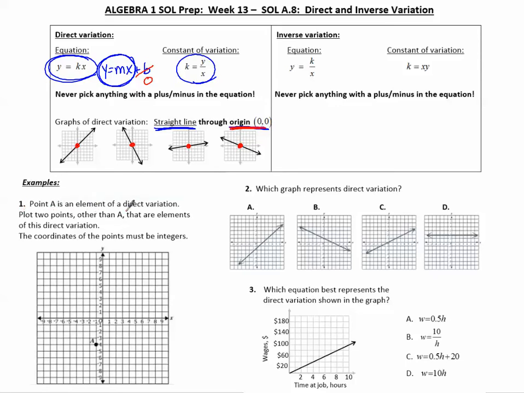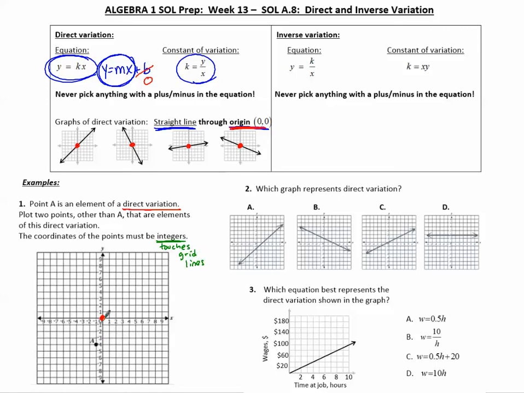Point A is an element of direct variation. So if it's direct variation and we have a graph, we know the graph has to go through the origin. So I'm going to plot the origin as a point in this graph. It says plot 2 points other than A that are elements of this direct variation. Well, of course, the origin has to be one of them. The coordinates of the points must be integers. When it says integers, that just means it has to cross on one of these grid lines. So we'll make sure to say that it touches the grid lines to help us remember this.